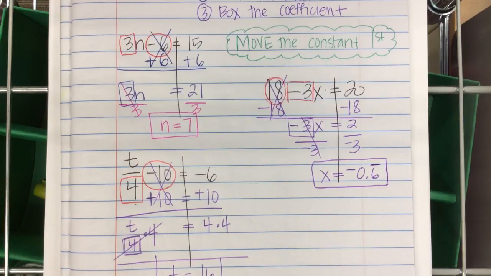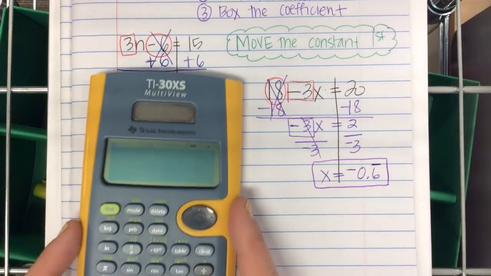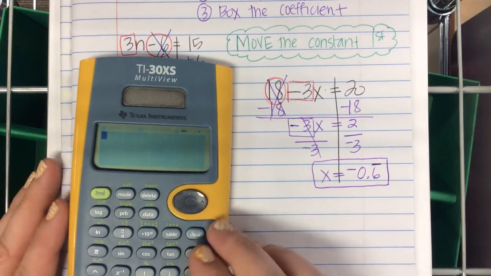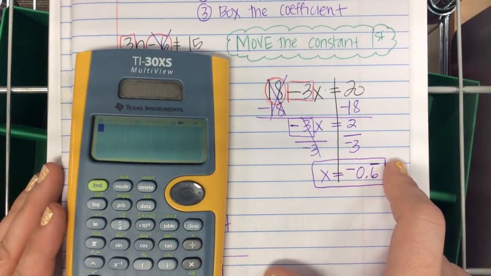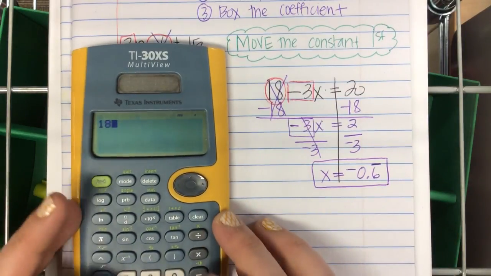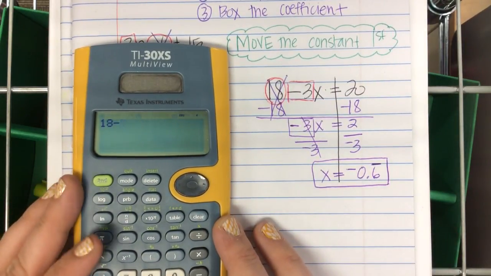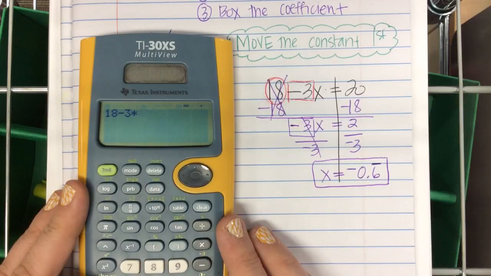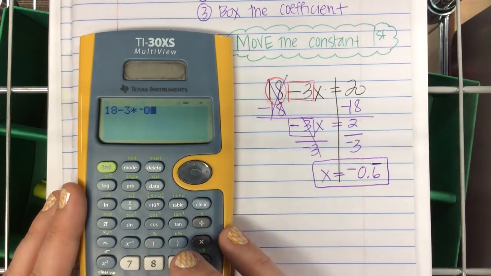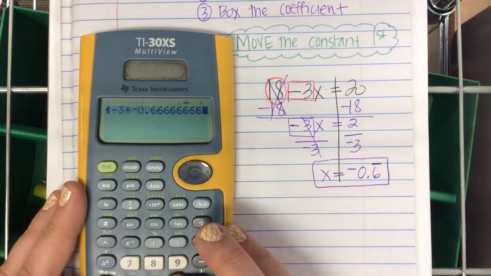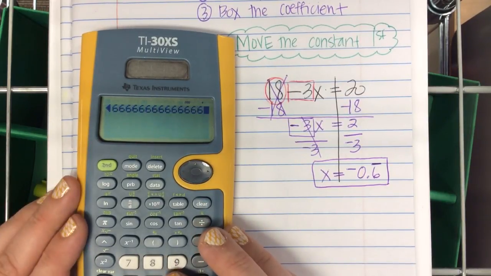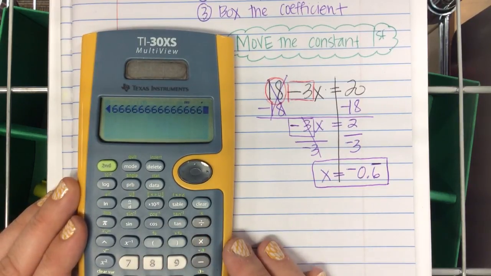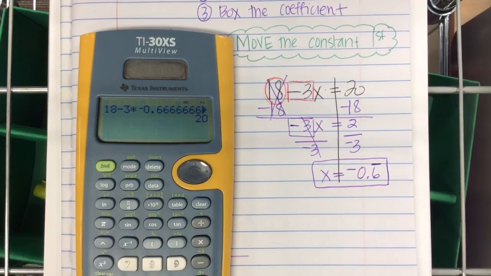We can check it in our calculator. Well, we're estimating, right? This isn't an exact answer. So I'm going to type in 18 minus 3 times negative 0.6, and I'm going to put in a bunch of 6s. Obviously, I can't do it because it goes on forever. And then I'm going to press enter. And because I put in so many, it's a repeating decimal, it equals 20.